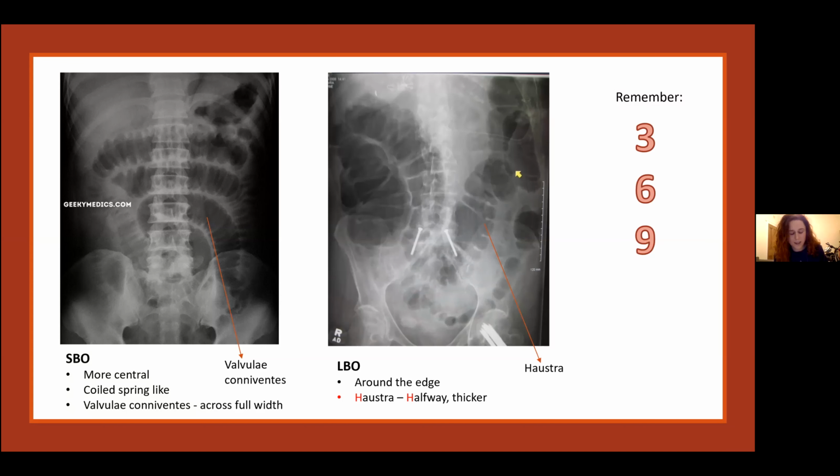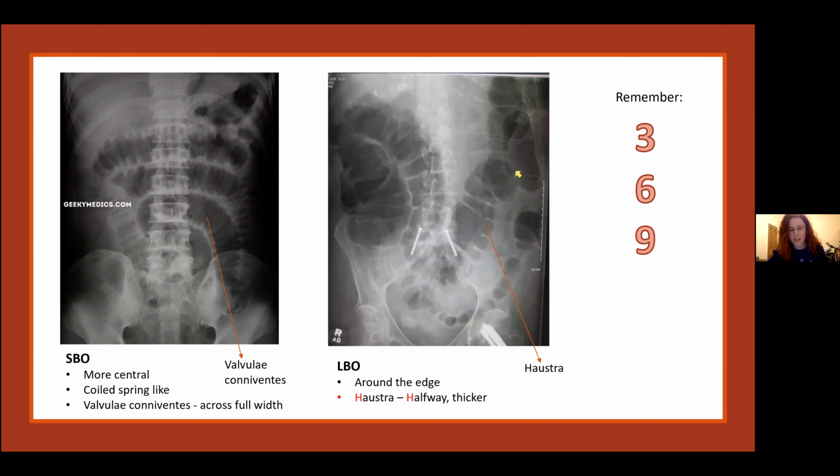Yeah, so to tell if the bowel is dilated on an X-ray, a small bowel should be less than 3 centimeters. The large bowel should be less than 6 centimeters, and the cecum should be less than 9 centimeters. So if they're above these measurements, it means that it's dilated, and that could possibly show obstruction.